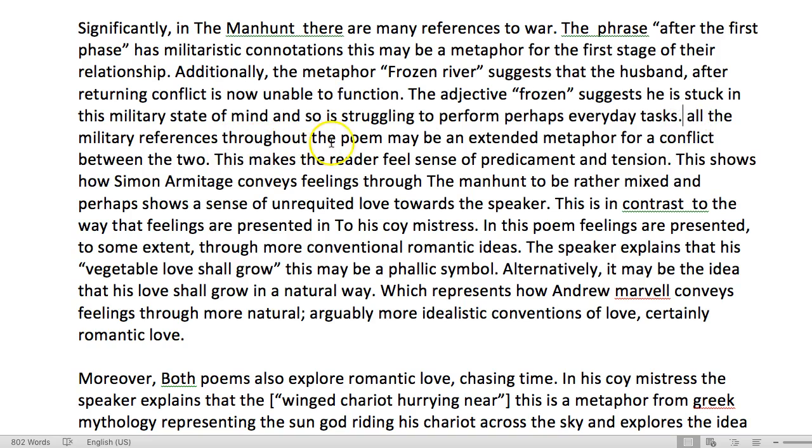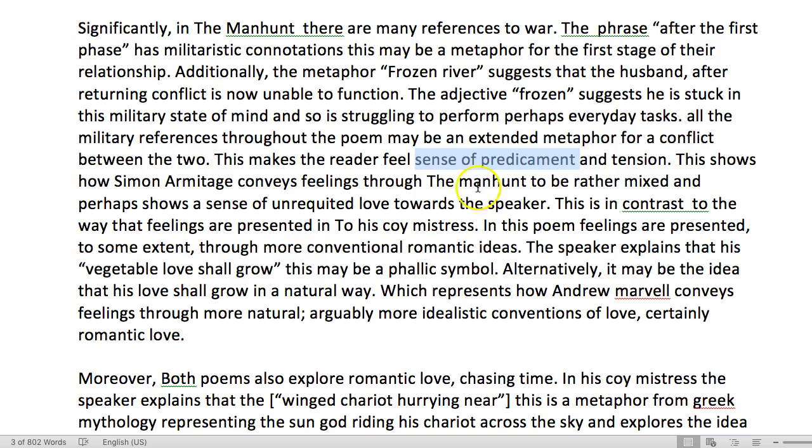All the military references throughout the poem may be an extended metaphor for a conflict between the two. Good. Let's assume that it is. How is she reacting to that? Does she respond with equal aggression, or is she trying to find a way to find peace, if you like, to stop the conflict? That would be an exploratory response. This makes the reader feel the sense of predicament and tension. Well, yes and no. You haven't really spelt out what the predicament is because you haven't looked at the speaker's point of view.